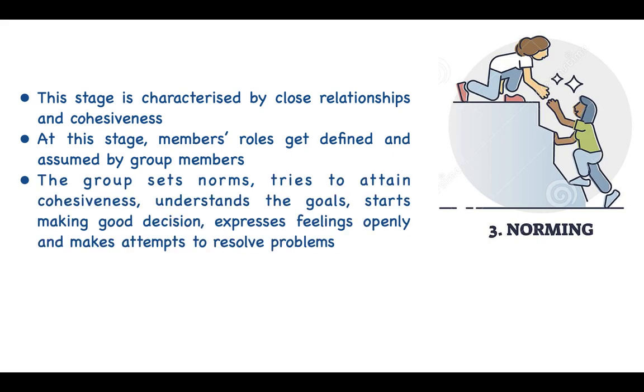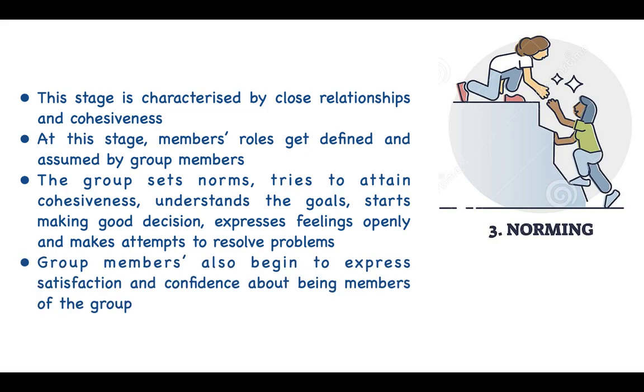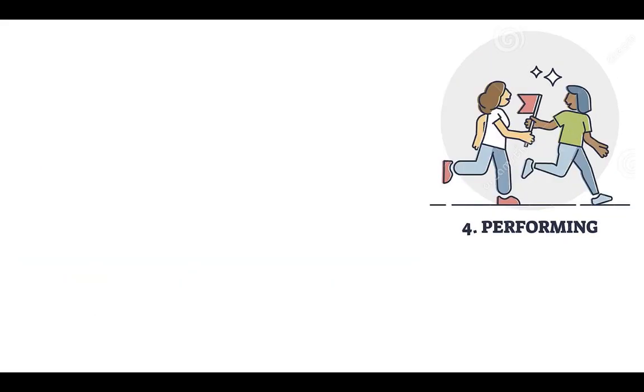So they will set their norms, they will try to attain cohesiveness, they will understand what the goals are, they will start making good decisions, they will start expressing their feelings openly, and they will try to resolve the different problems that are coming up in front of them. Here the members will also start expressing their satisfaction, and there will be confidence among the members of the group, because now there is clarity about who has to do what in the group, and people are comfortable expressing their feelings with each other.